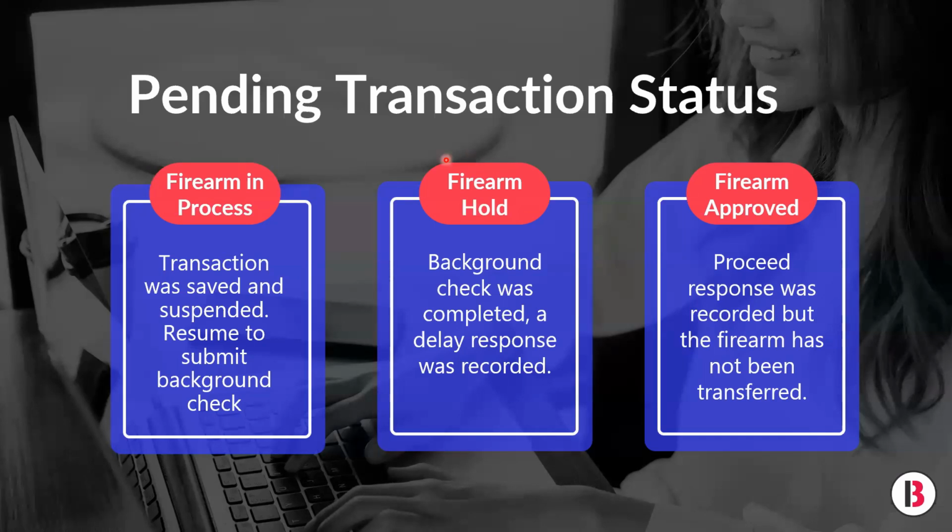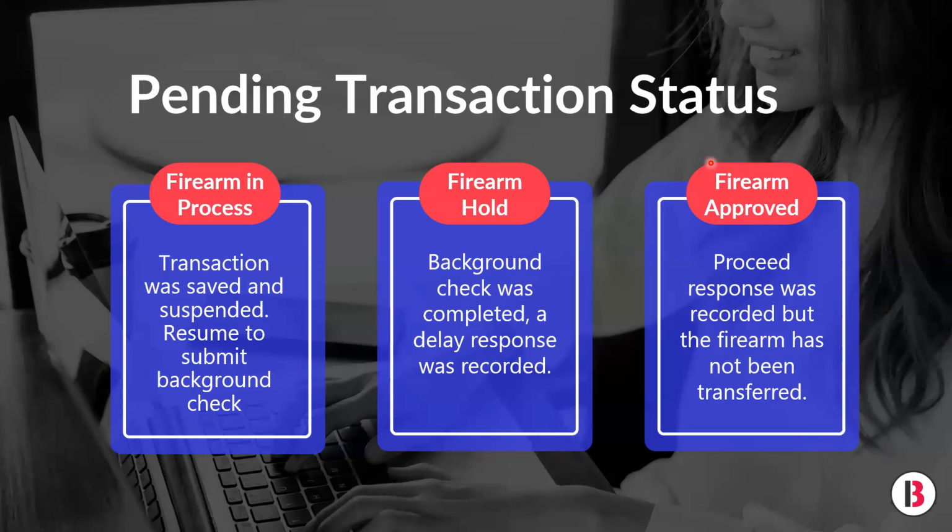Firearm holds are when the background check has already been completed or processed, but the firearm has not been released to the customer. So this status would most likely be seen when your customer is in a delay situation. Lastly, firearm approved is going to be when you've done the background check, you've got a proceed, and the firearm was still not transferred to the customer.